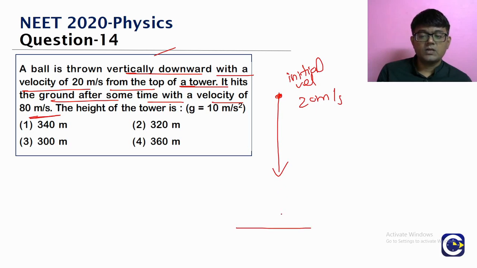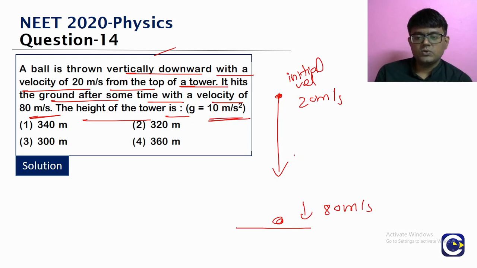Means when it is coming to the ground, finally, what is the velocity? It is 80 meters per second. It is hitting the ground. The height of the tower is? They are saying take the value of acceleration due to gravity as 10 meters per second square. Now it's a vertical straight line motion. We can also solve this question by using the work energy theorem, but we will do it by using vertical straight line motion.